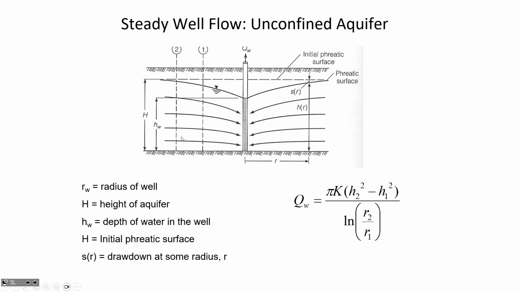And so this curve is the actual physical water surface. It's not the phreatic surface. It's not some imaginary line that's describing the pressure distribution inside of the aquifer. This is the actual water surface.